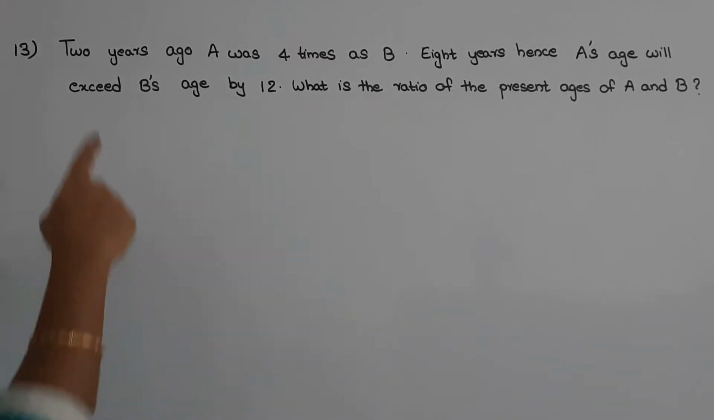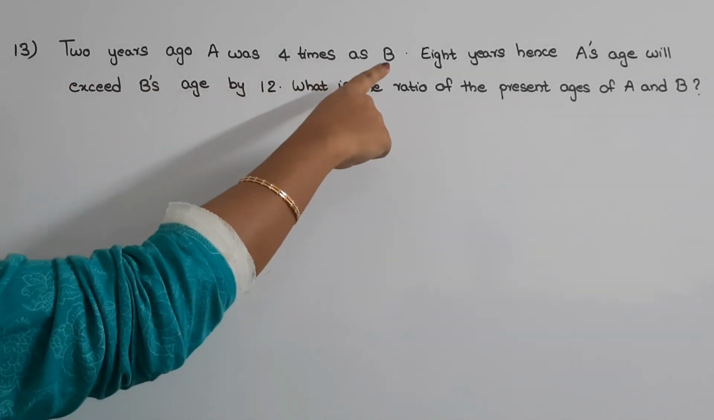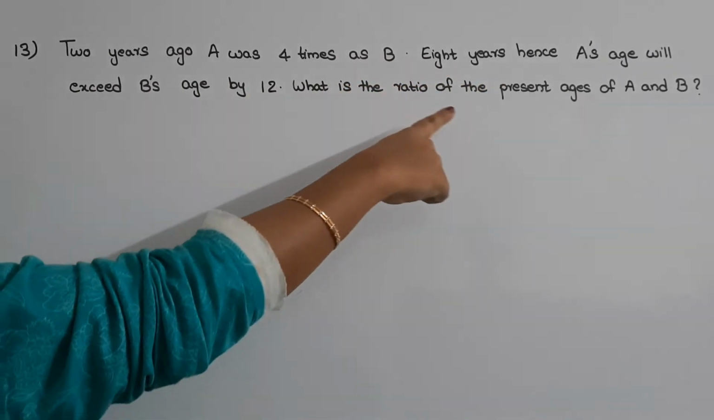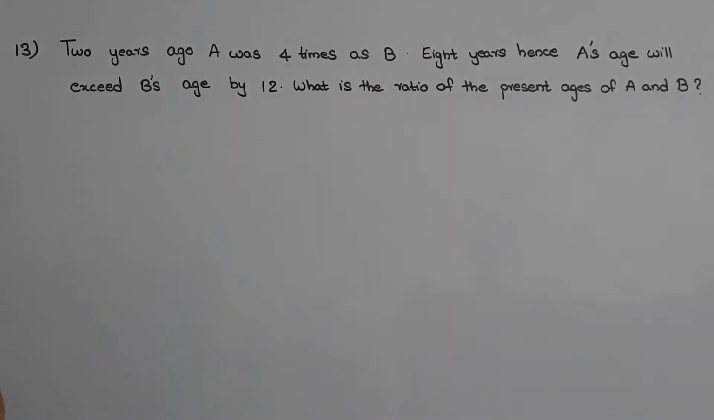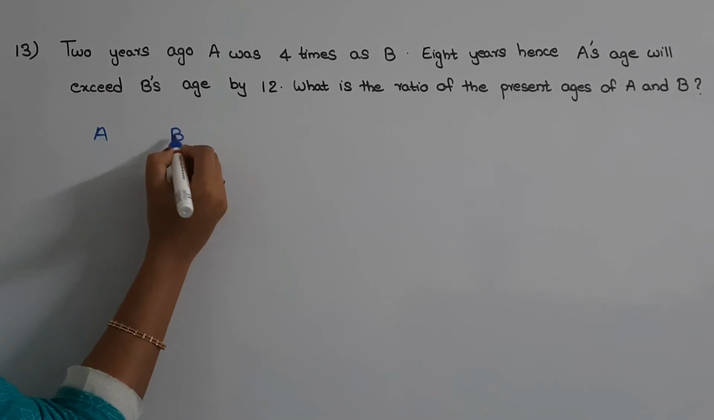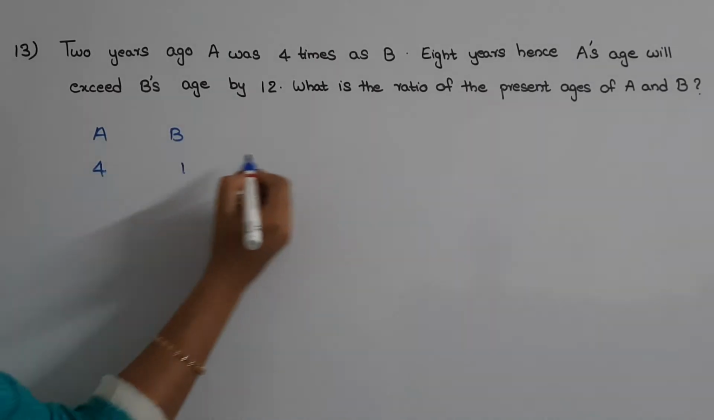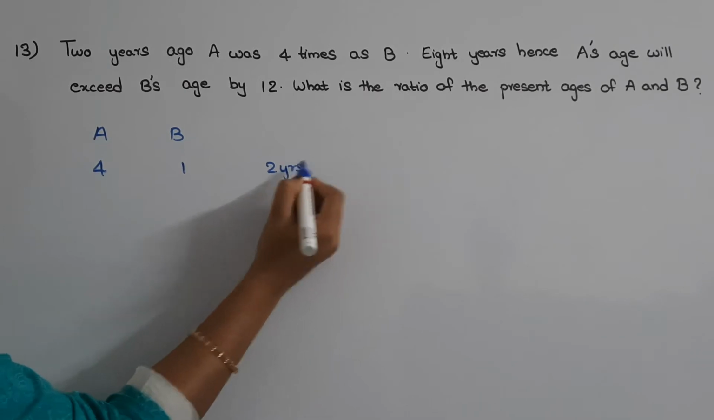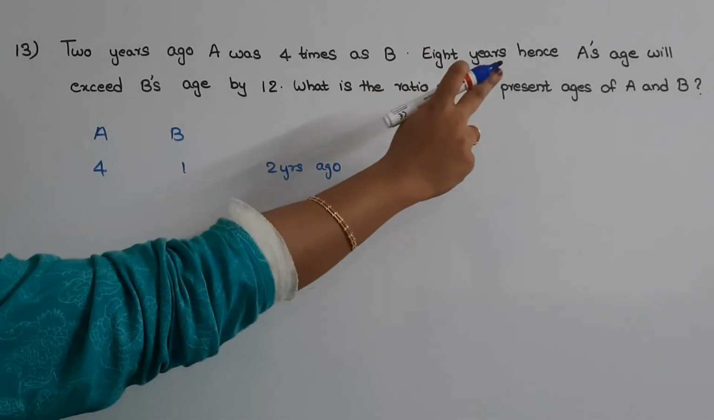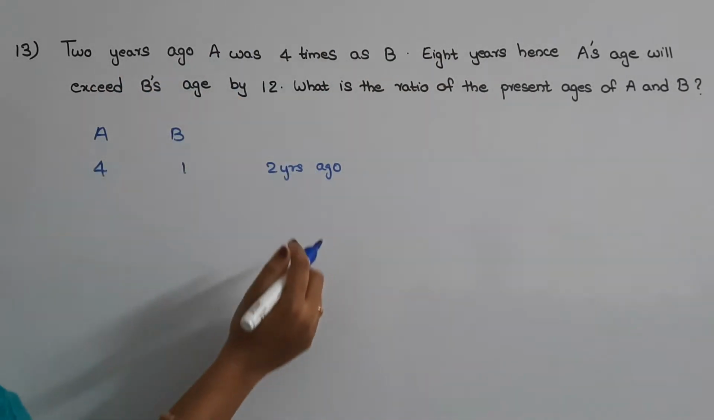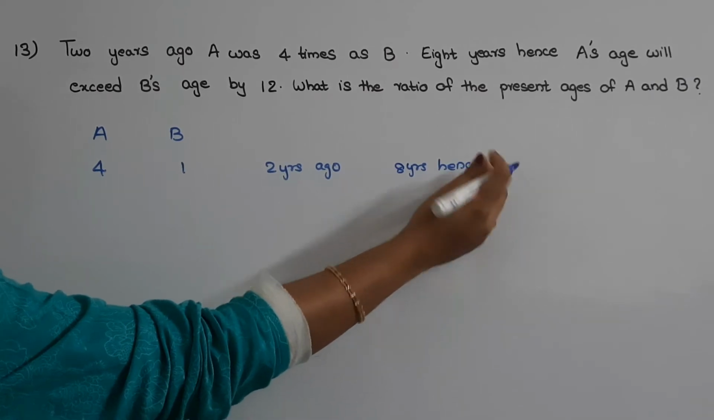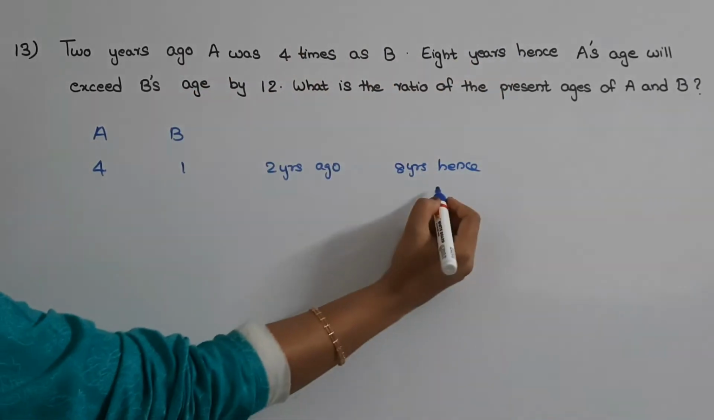The next question is, 2 years ago A was 4 times as B. 8 years hence A's age will exceed B's age by 12. What is the ratio of the present ages of A and B? So in this question they have given that A's age is 4 times as that of B's age 2 years ago. Then they are telling that 8 years hence A's age will exceed B's age by 12. 8 years hence the difference between the ages of A and B is given as 12.